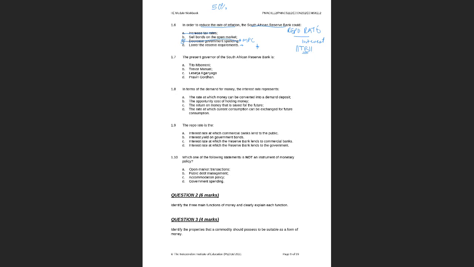Let me know in the chat. There's more, right? And therefore, we know for a fact if we're trying to reduce the rate of inflation, it means there's too much money there. So it can't be lowering the requirements. And therefore, we sell bonds. But why is it, Grant, that selling bonds allows for this to happen? Well, it's very simple. When I sell a bond, I give you a paper, and you in turn give me money. So I begin to decrease the money that's in the economy, and therefore it is B.